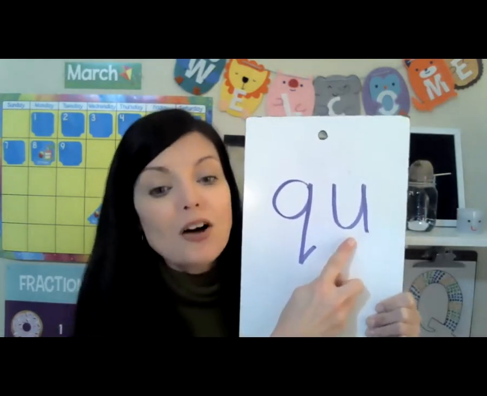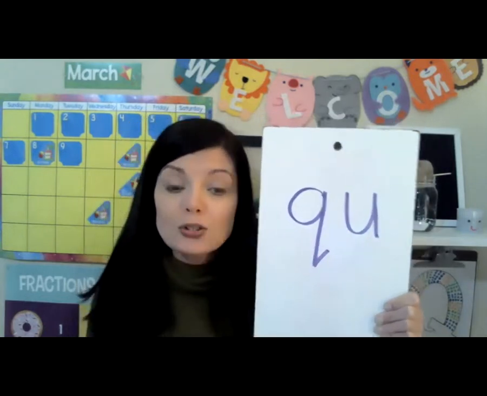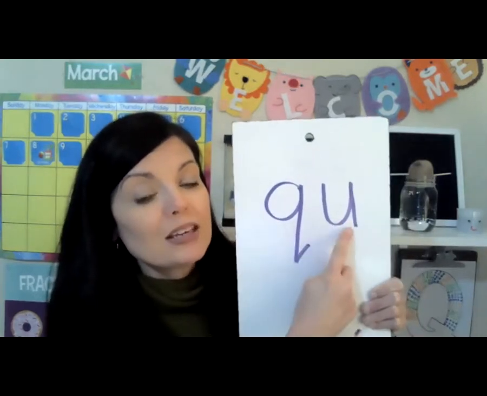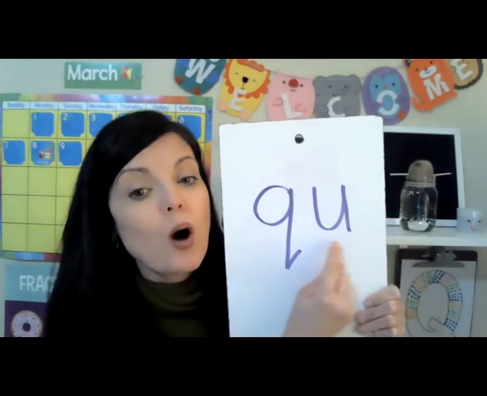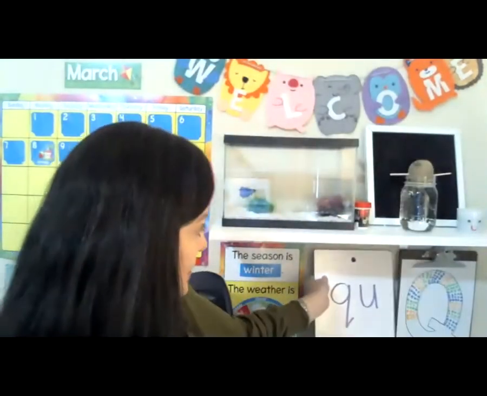Q is often with U. They're best friends and they stick together for most words. Okay, so I just wanted to share that with you. Q and U together makes the sound qu, qu, qu. All right, now let's do some math.